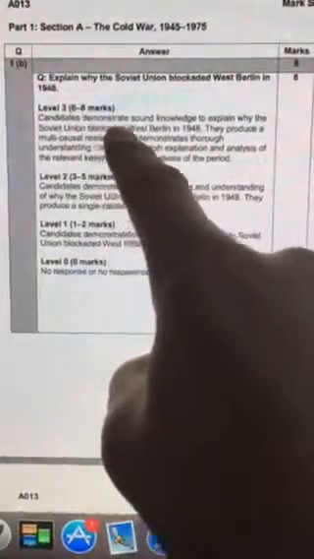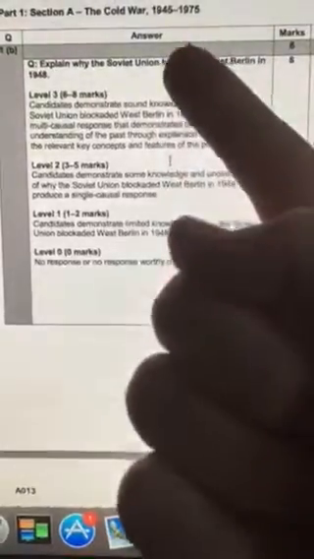The candidate demonstrates sound knowledge to explain why the Soviet Union blockaded West Berlin in 1948. They produce a multi-causal response. So that means you have to have more than one reason why. That demonstrates thorough understanding of the past through explanation and analysis of the relevant key concepts. Explanation, so we're going to see some connectives in this, which is a key aspect of this answer. So we've got focus on the question, does demonstrate sound knowledge. So you have specific specialist own knowledge.